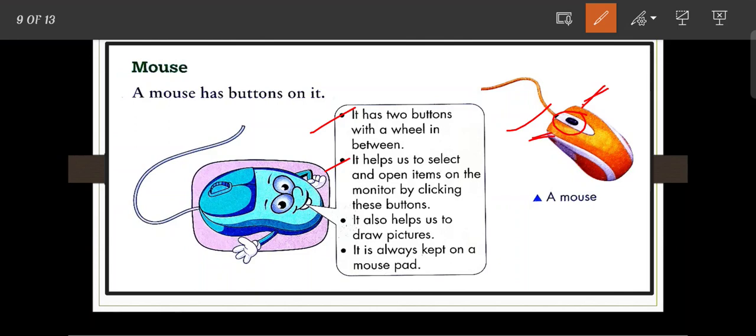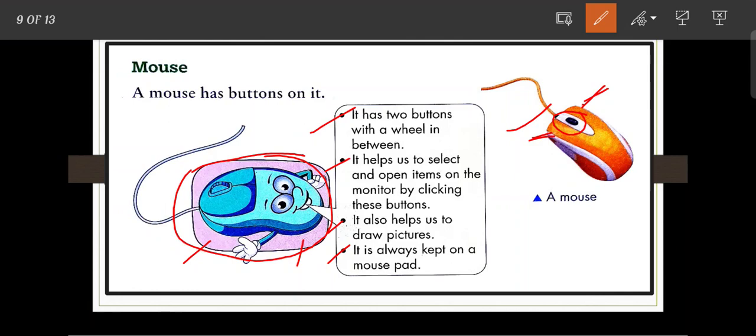It helps us to select and open items on the monitor by clicking these buttons. So we can easily select items and open items by using these buttons, okay. Next, it also helps us to draw pictures. We use the mouse to draw pictures on a computer, okay, and it is always kept on a mouse pad, okay. This is the mouse pad.